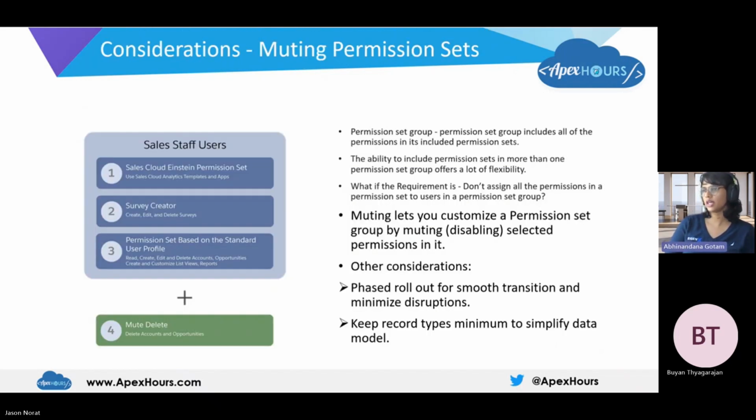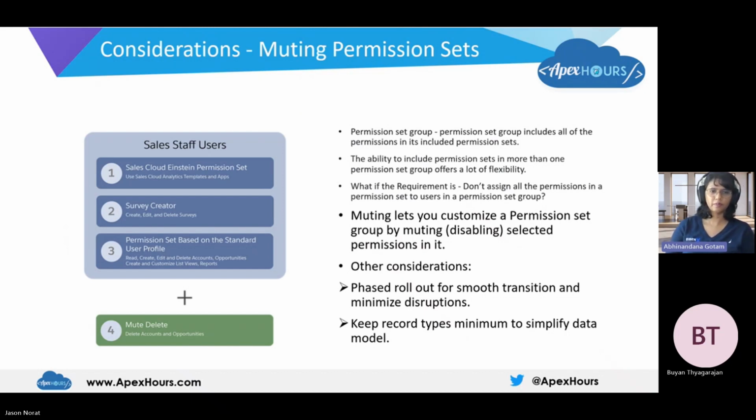The other consideration is to use muting permission sets. Before we talk about muting permission set, what is a permission set group? Basically, it includes all of the permissions in its included permission sets, and you can include a permission set in more than one permission set group. The ability to include permission sets in more than one permission set group offers a lot of flexibility. However, what if you don't want to assign all of the permissions in a given permission set to users in that permission set group?